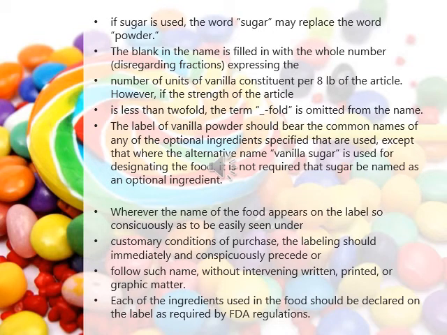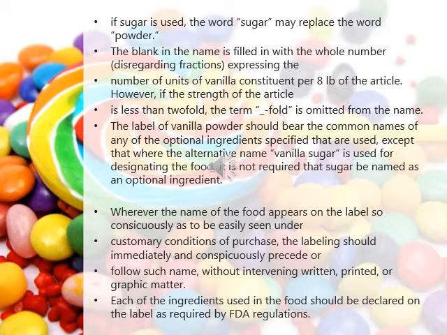If sugar is used, the word sugar may replace the word powder. The blank in the name is filled in with the whole number, disregarding fractions, expressing the number of units of vanilla constituent per 8 pounds of the article. However, if the strength of the article is less than 2-fold, the term fold is omitted from the name. The label of vanilla powder should bear the common names of any of the optional ingredients specified that are used, except that where the alternative name vanilla sugar is used for designating the food, it is not required that sugar be named as an optional ingredient.